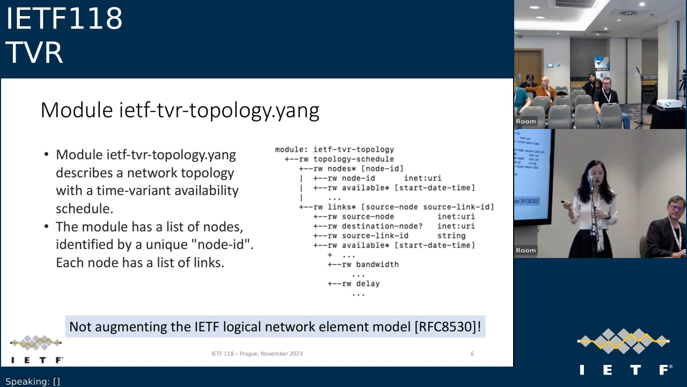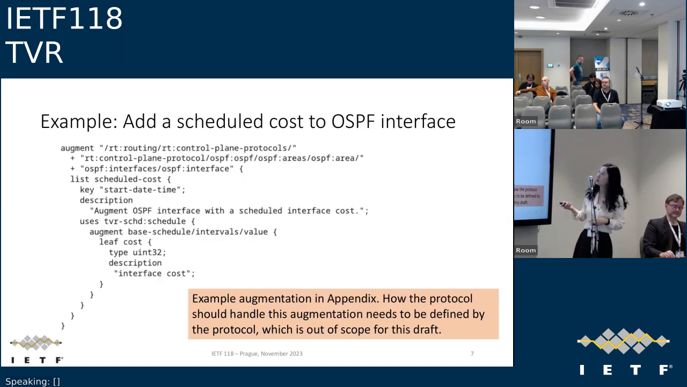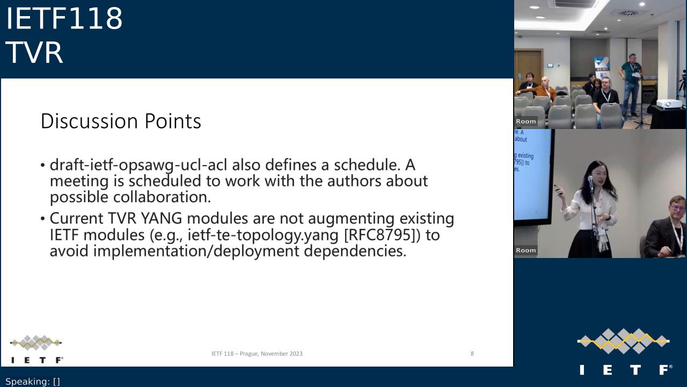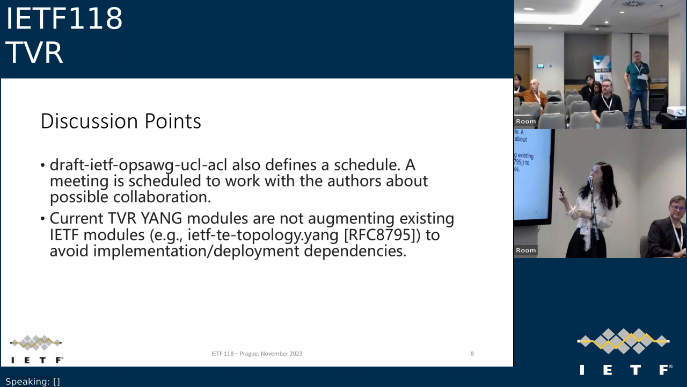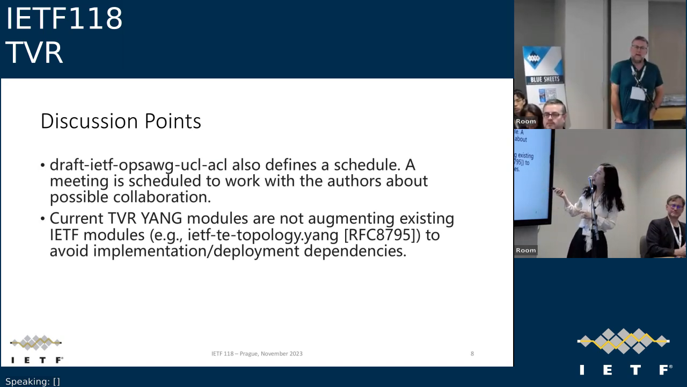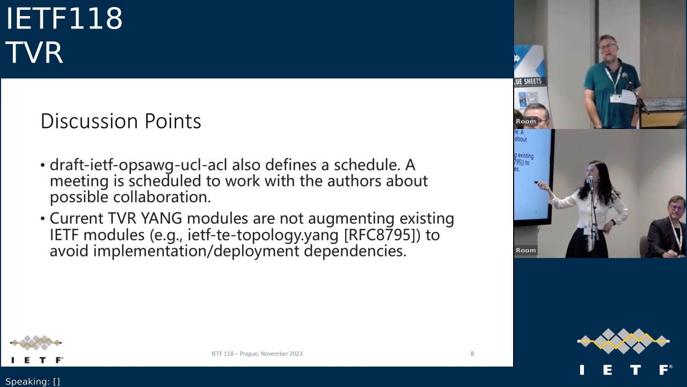And we choose not to augment the network element module. That's the one defined in RFC 8530. So that actually brings us to the discussion point. Right now, we choose not to augment the existing modules because we want to eliminate the implementation and deployment dependencies. Because if you are augmenting certain models, for example the links in the existing model, you will need to implement that model first.